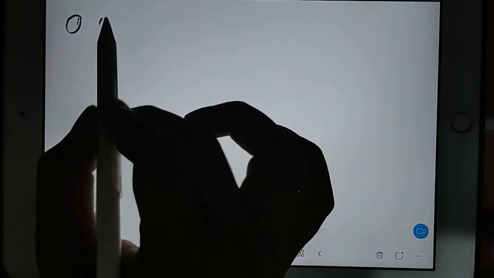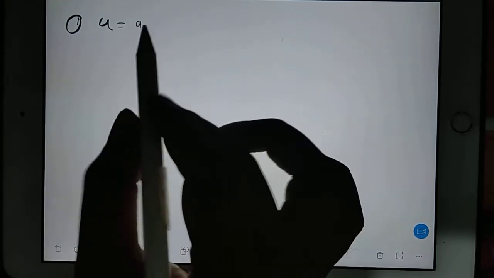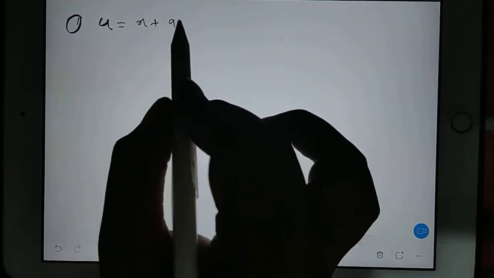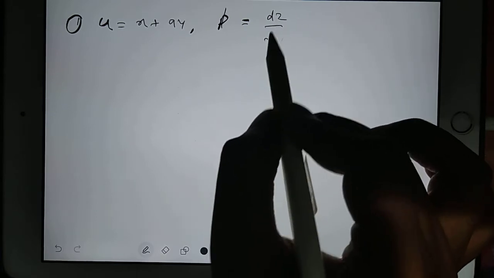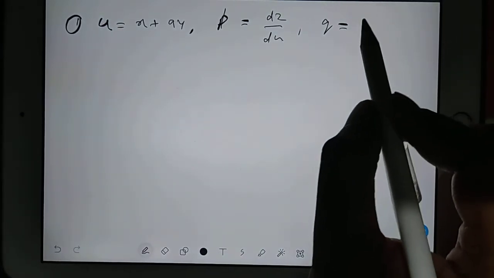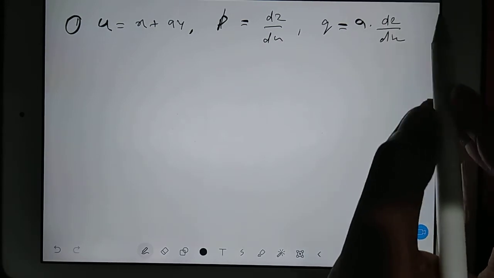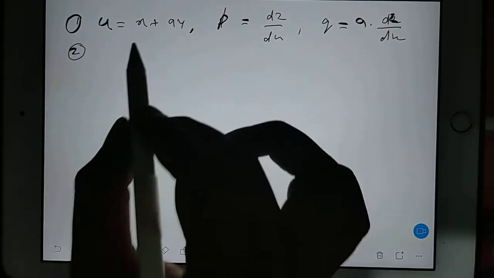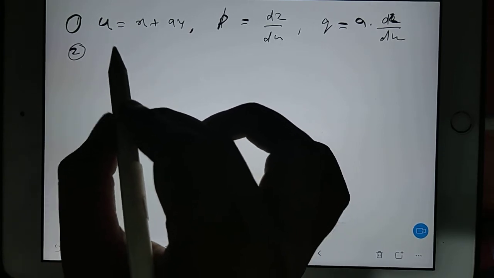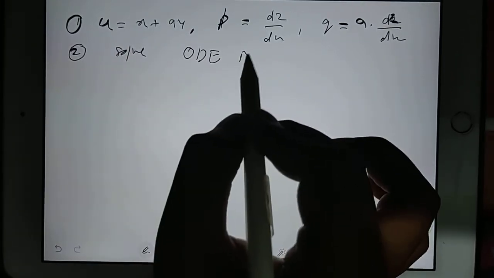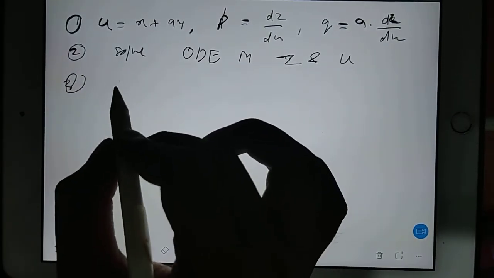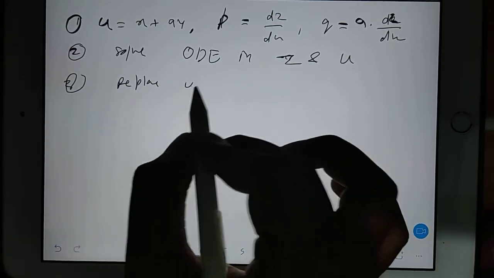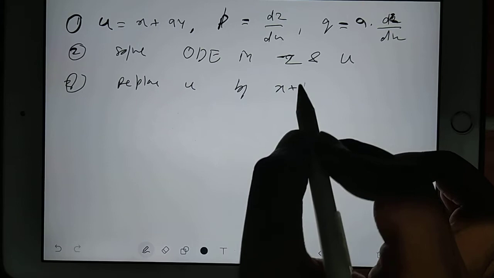Okay, I'll write the assumption again. Point 1, what we have to do in the steps, you have to assume u is equal to x plus ay and substitute small p is equal to dz by du and small q is equal to a times dz by du. And your second point is solve your ODE in z and u, this is z. And third point was, in the last, replace your u by x plus ay.